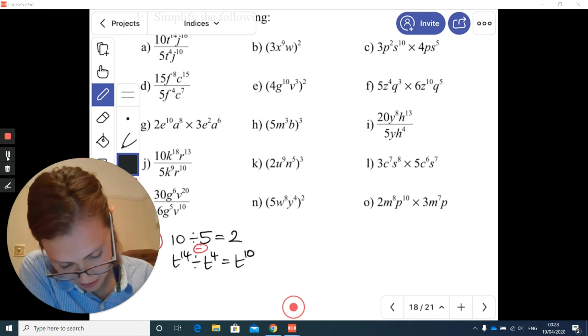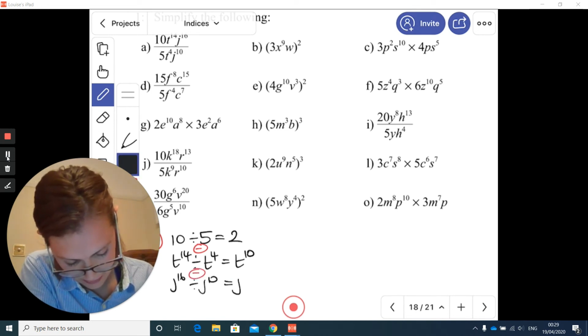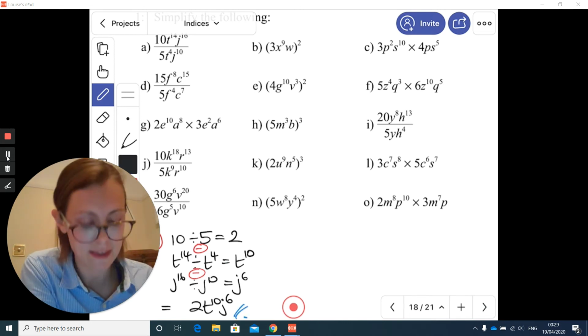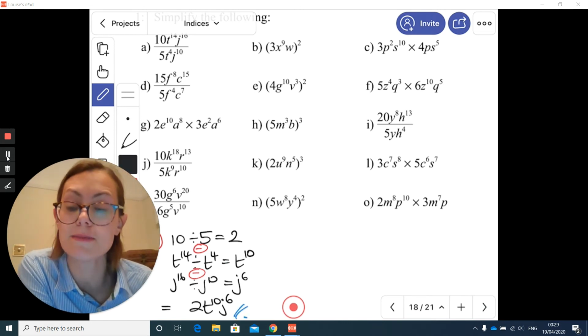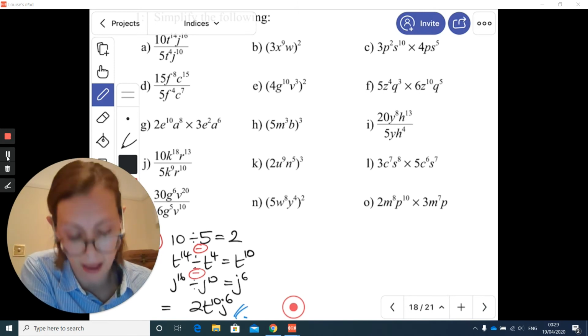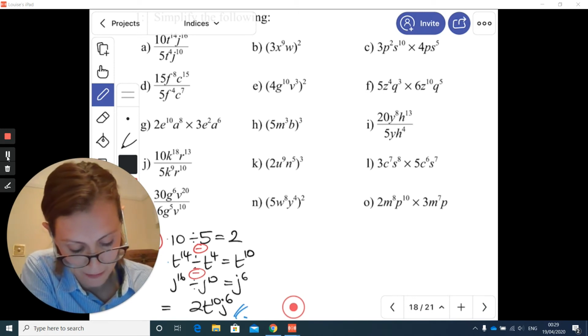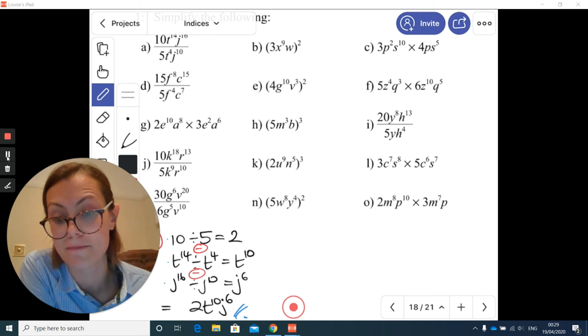And then you've got another term here, which is where it's getting slightly harder. J to the 16 divided by j to the 10. Subtraction, j to the 6. So final answer here should be 2 t to the power 10, j to the power 6. And you can see this method that we've been doing with our simple questions works really well when the questions become harder and longer, because you just do them in exactly the same way.